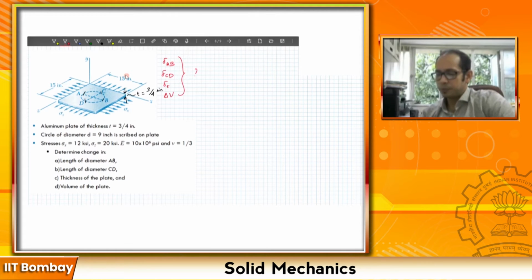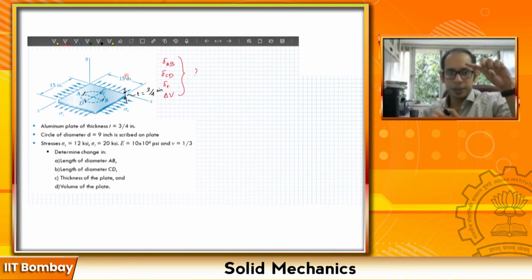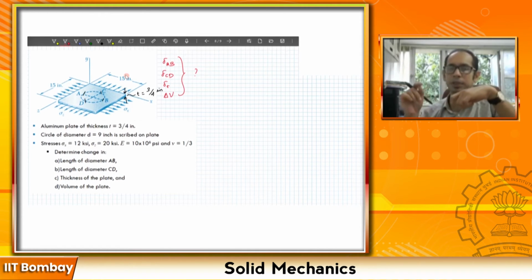Now, as you can probably guess, since we are given the stresses and the Young's modulus, we are first going to have to calculate the strain, and the deformations, the deltas, are directly related to the strains that we have. For example, if your original length of AB was 9 inches, you're just trying to find the delta, right? So your epsilon x along the x direction is going to be delta AB divided by the original length of AB, and so on. So let's dive right into this problem.